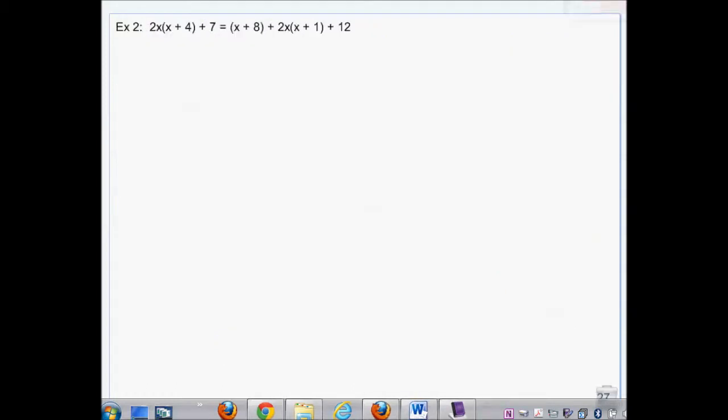Out of that big problem, we are going to distribute 2x. And we are going to distribute 2x again. And so on this side, I'm going to get 2x squared plus 8x plus 7. Right? 2x times x gives me 2x squared. 2x times 4 is 8x. And then poor little lonely plus 7 just hanging out by himself. And then that x plus 8, nothing's happening to it, so I'm just going to rewrite it. And then I get 2x squared plus 2x plus 12.